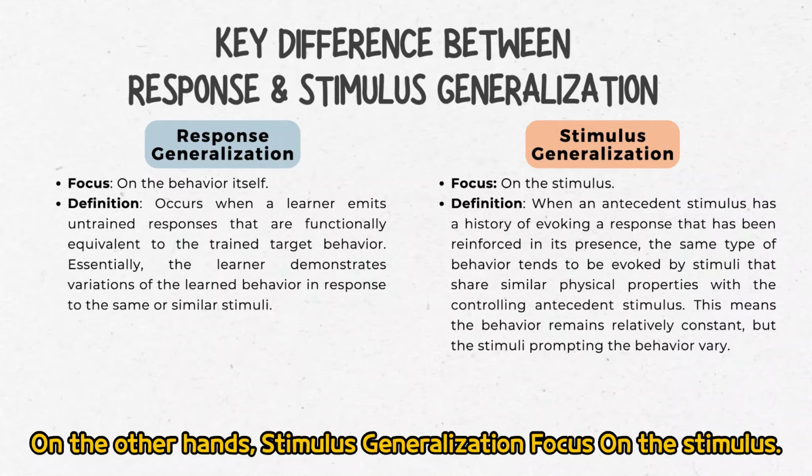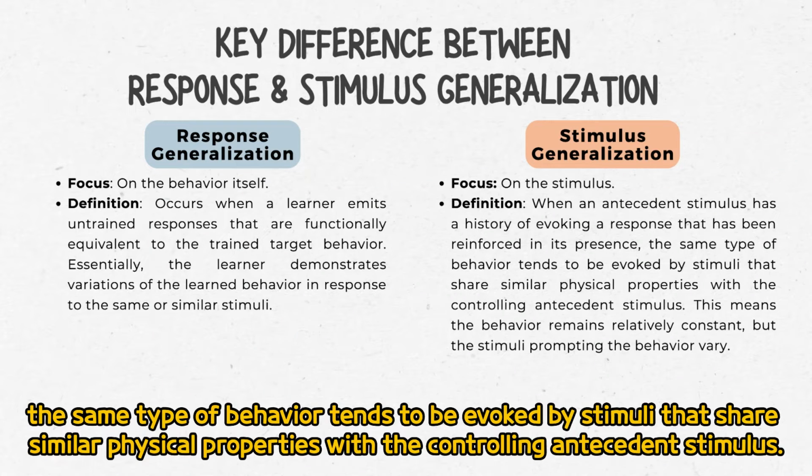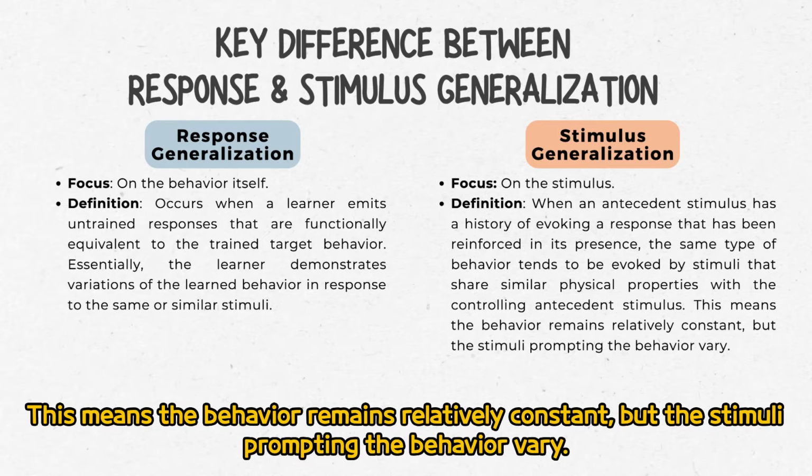On the other hand, stimulus generalization focuses on the stimulus. The definition is: when an antecedent stimulus has a history of evoking a response that has been reinforced in its presence. The same type of behavior tends to be evoked by stimuli that share similar physical properties with the controlling antecedent stimulus. This means the behavior remains relatively constant, but the stimuli prompting the behavior vary.